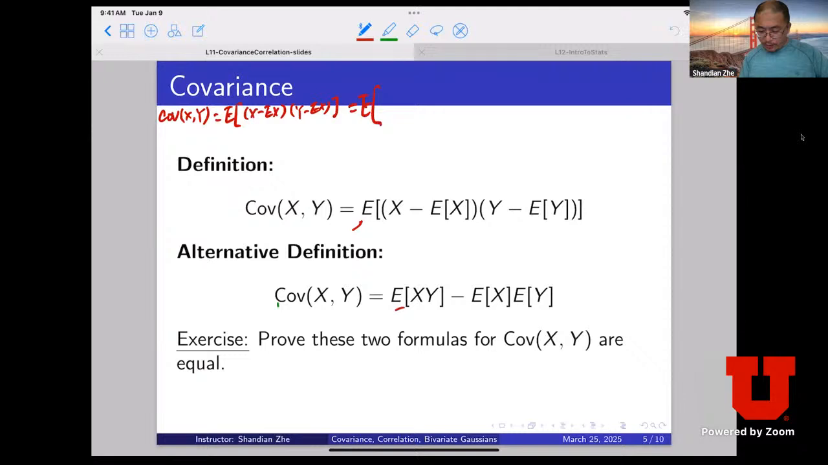So we got XY, minus X times E[Y], minus E[X] times Y, plus E[X] times E[Y]. Is it clear for everyone? Okay. Any question for this expansion?